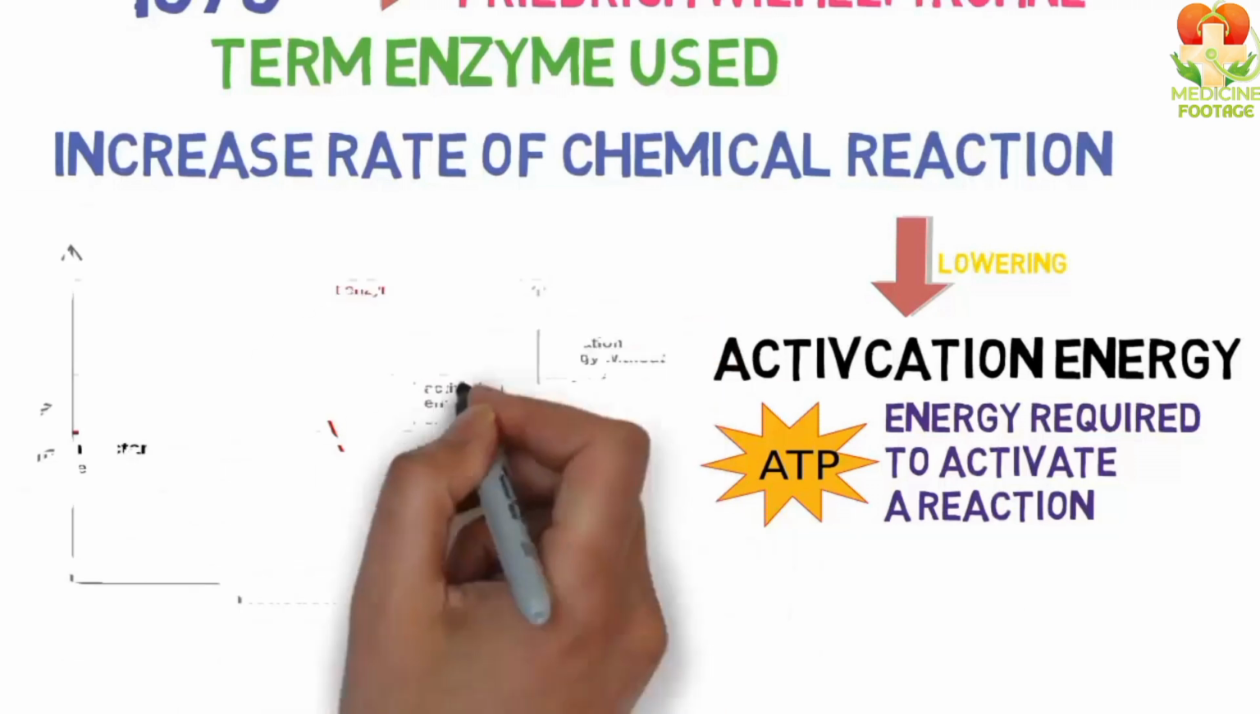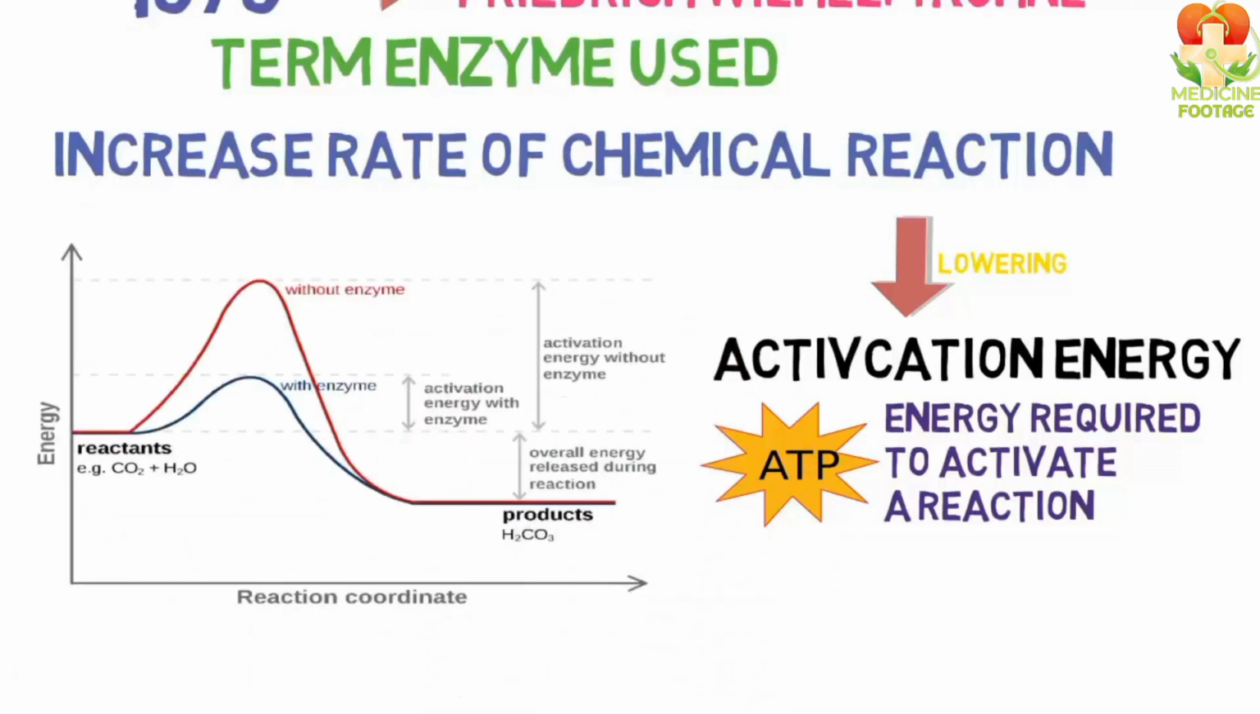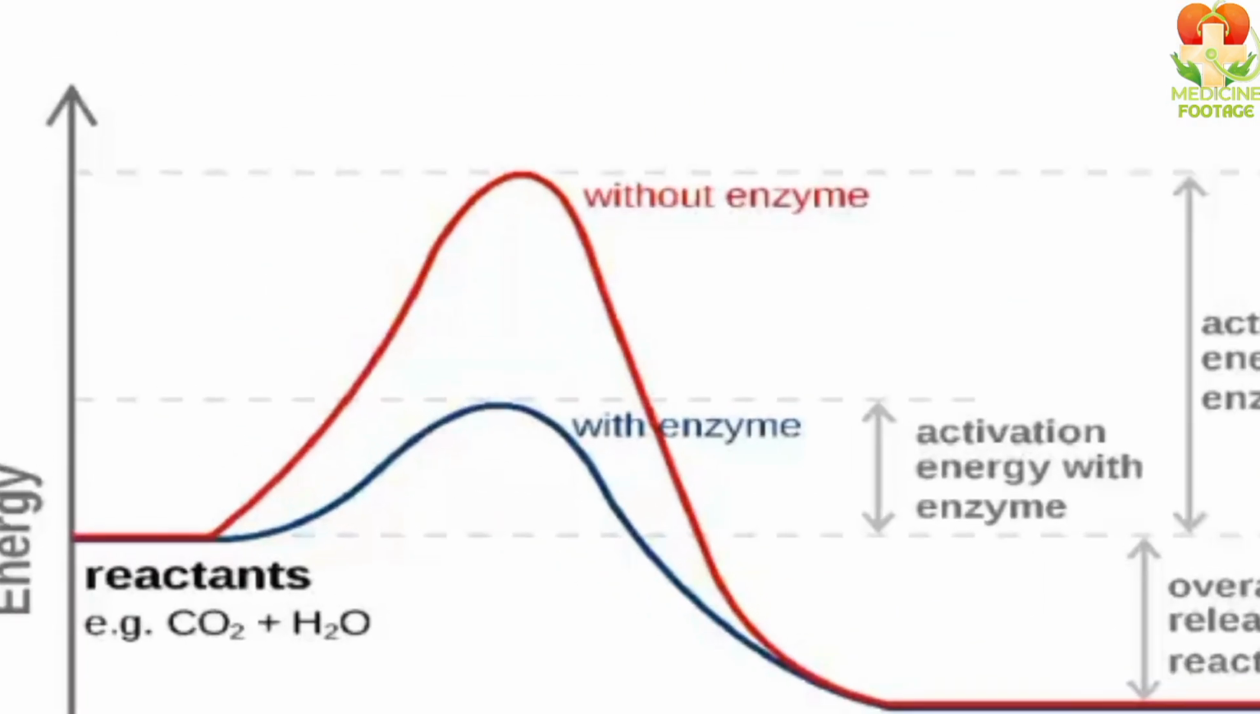Let me explain this with the help of our graph. In this graph, you see two lines, one blue and one red. The blue line is lower and the red line is higher. The blue line represents the reaction when an enzyme is used, and the red line shows the reaction without an enzyme. As you can see, the red line is higher and it needs more energy to complete the reaction. In the red line, more energy is required, which is why it is higher. This requires more energy to complete the reaction because the reaction is completed without an enzyme.